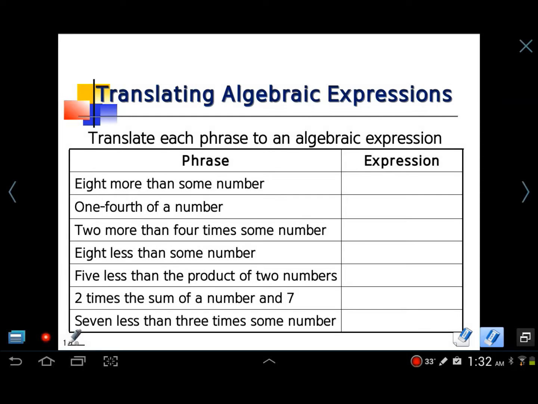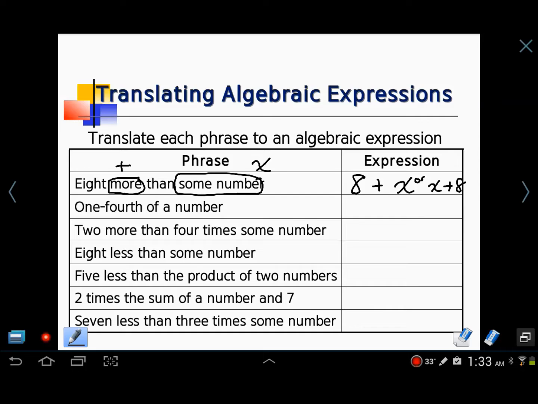Back to this problem here. More tells us add. You see this kind of phrase, some number. That means x, or whatever letter you want. So I'm going to write 8 plus x. There you go. Or x plus 8. Order doesn't matter when it comes to addition at all. When it comes to subtraction, order matters. When it comes to multiplication, order doesn't matter.